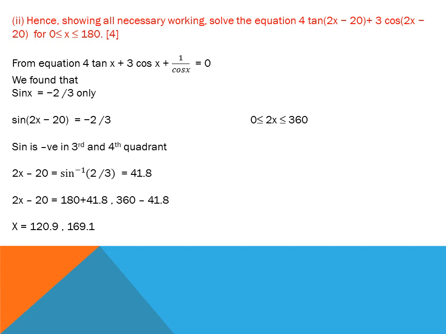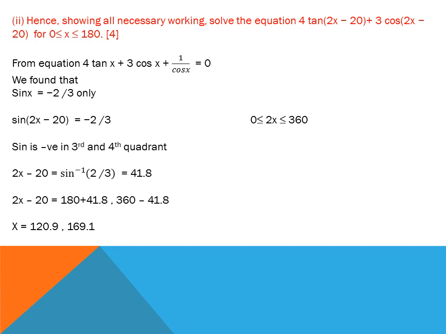The range of x is from 0 to 180. When we apply the double angle 2x, we also increase the range here. The range of 2x is from 0 to 360 degrees. It means all four quadrants. We should find the angle in all four quadrants.